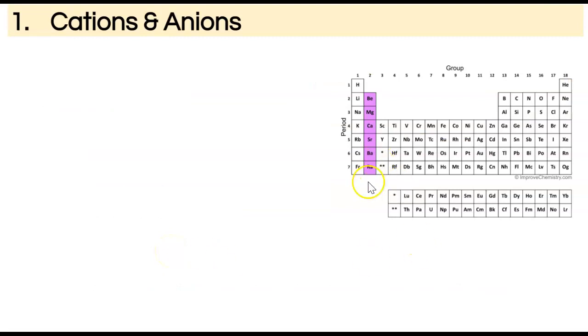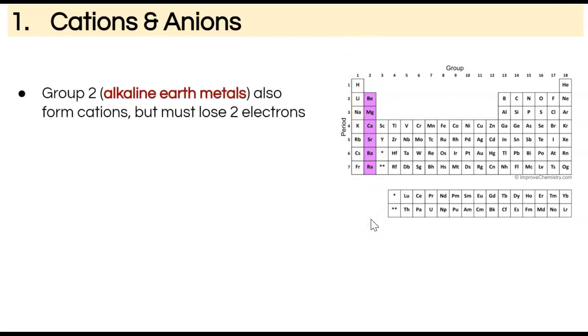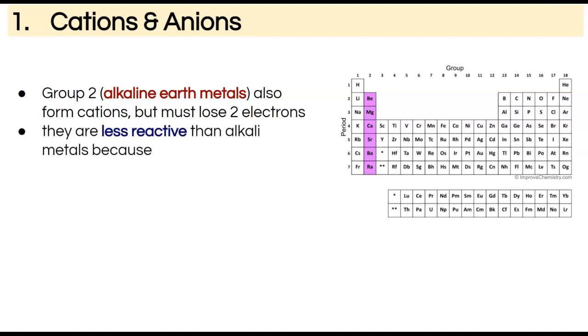Let's look at this second group here. Maybe you remember from grade 9 what that group is called. I'm going to remind you, it's called the alkaline earth metals. They also will form cations, but they have to lose 2 electrons to do that. In order to lose those 2 electrons, that's going to take some energy as well. But they're going to be less reactive because removing 2 electrons is going to be a little bit harder and a little bit slower than removing 1 electron like we saw with our alkali metals.